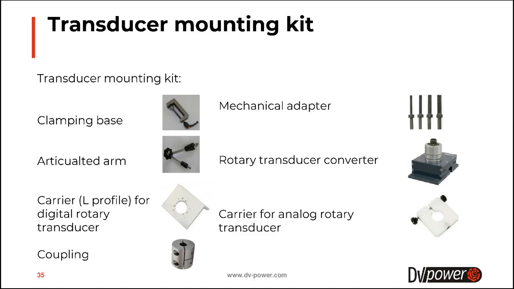And this coupling here is used to connect the shaft of the transducer to the rotary shaft of the circuit breaker. But we had a mechanical adapter that should be connected to the center of the rotating lever or rotating shaft in the circuit breaker mechanism or the lever. So the coupling actually connects the shaft of the rotary transducer to the mechanical adapter, which is connected to the center of the circuit breaker rotating shaft. Rotary transducer converter is actually used to measure linear motion with the rotary transducer. And here is also one example of the carrier for analog rotary transducer.